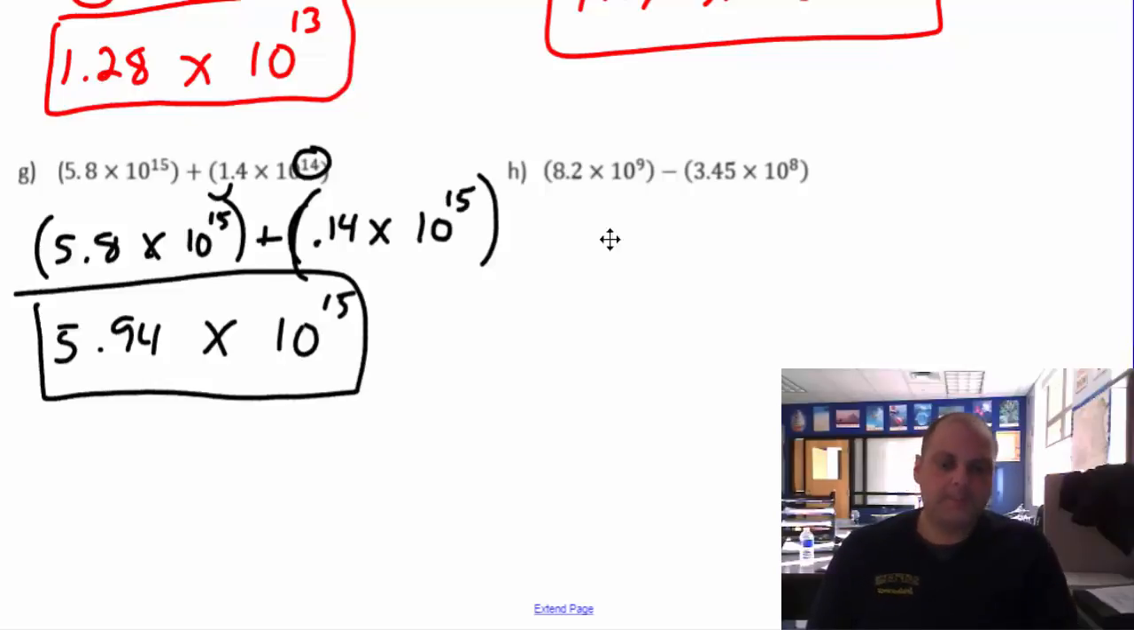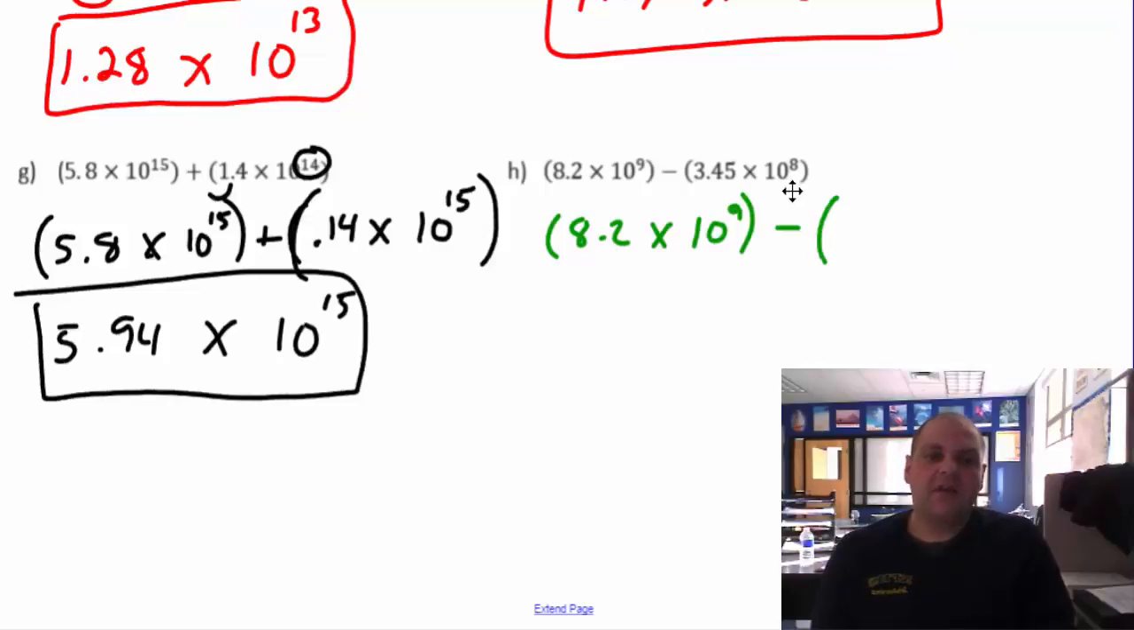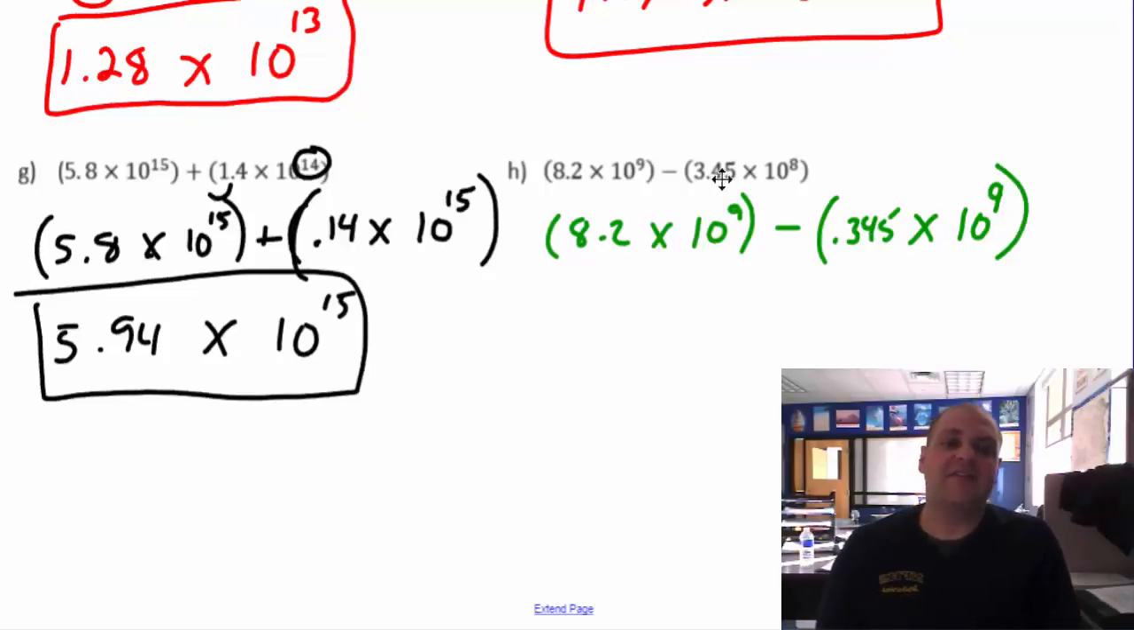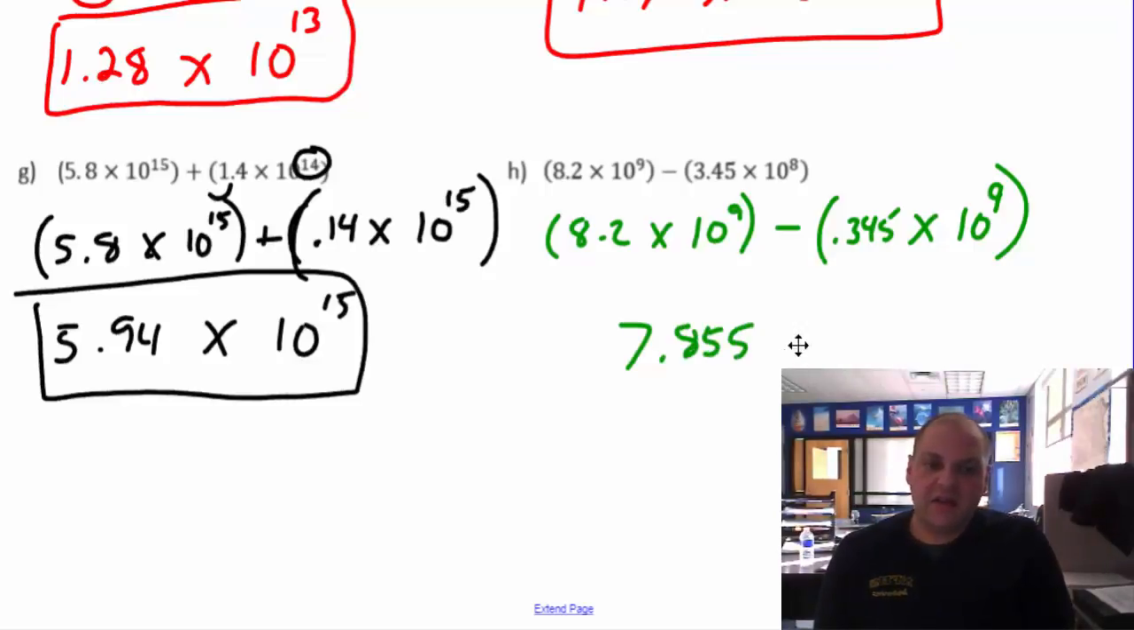And one more. I'm going to leave this one alone, 8.2 times 10 to the 9th, minus, now I want to go to 10 to the 9th, so I'm making the exponent bigger, so I need to make the number smaller. I have to make it 0.345. 0.345 times 10 to the 9th is the same as 3.45 times 10 to the 8th. All right, now I can subtract. 8.2 minus 0.345 is 7.855, and then times 10 to the 9th.